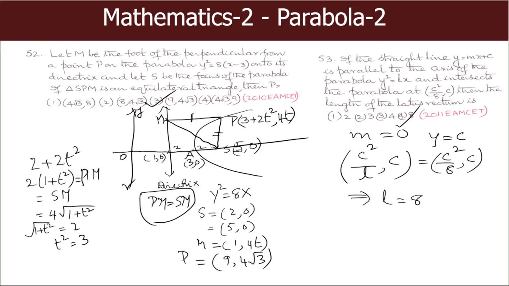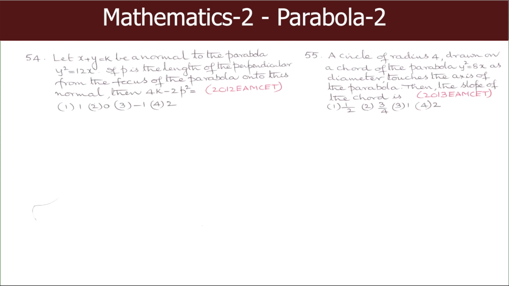So, look at these two questions. Well, this is fairly simple, much simpler than this. Let x plus y equal to k be a normal to the parabola y² equal to 12x.